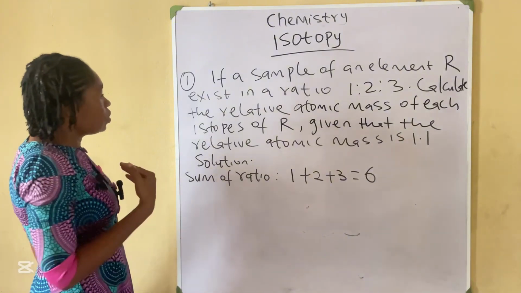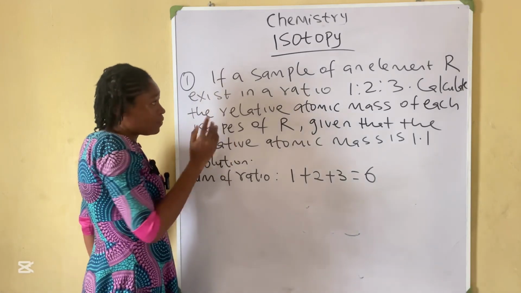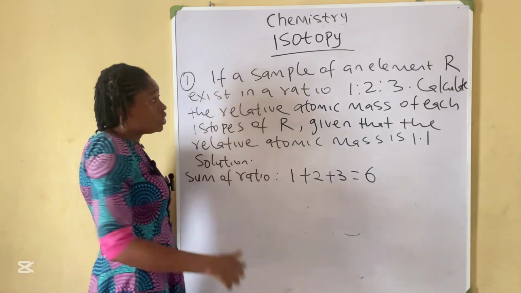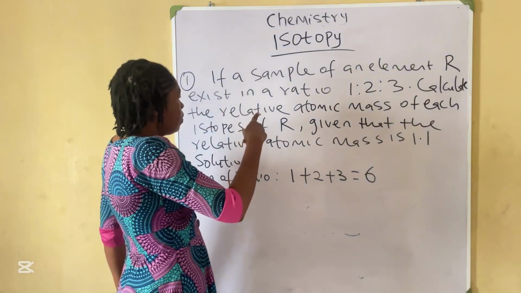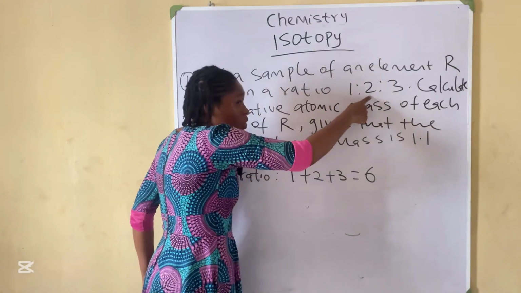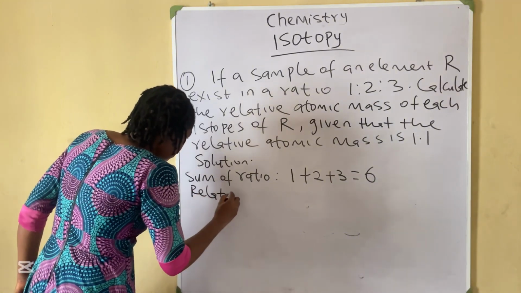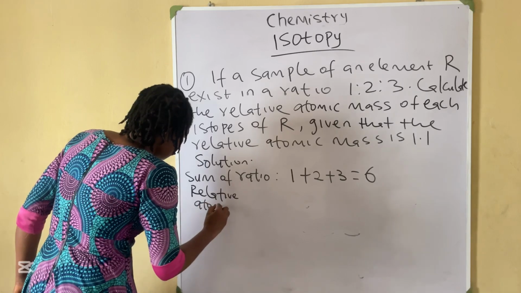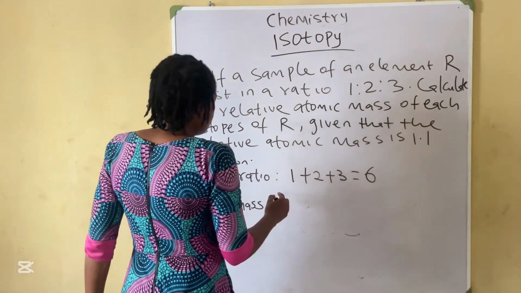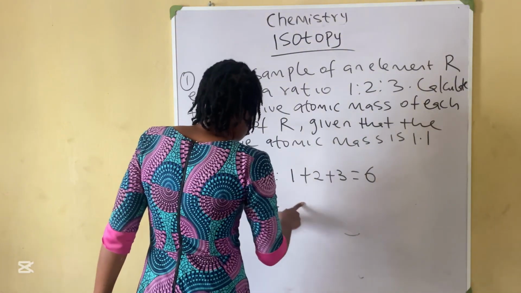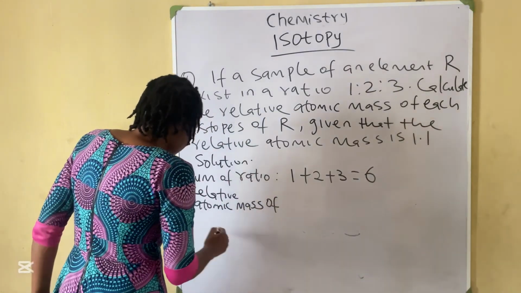The question says calculate the relative atomic mass of each isotope of R. So we have to find the atomic mass of the isotope of R with ratio 1, another of the isotope of R that has ratio 2, and that of ratio 3. Relative atomic mass of R.